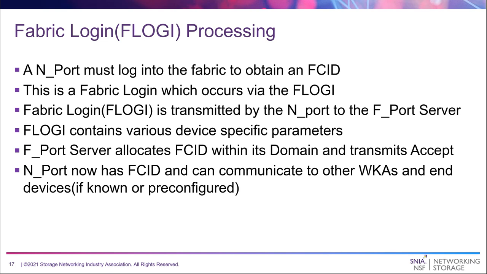The management server is where you would get additional data. But to Ed's point, when you go through the login, the end port has to log into the fabric to obtain its fabric address. That fabric login occurs via the login exchange that he was talking about. So if the ELP hits an end port or a node port, whether it's a host or a storage element, it's going to ignore the ELP. It's going to say, I don't know what you mean by exchange link parameters, I just want to get a fabric login. I need my address to be able to talk to storage. And so that FLOGI is going to have very specific device parameters that it notifies the switch about. The F port server is going to allocate that address within its domain and send the accept back. The end port now has a fabric address that it can use to communicate with other well-known addresses and end devices.